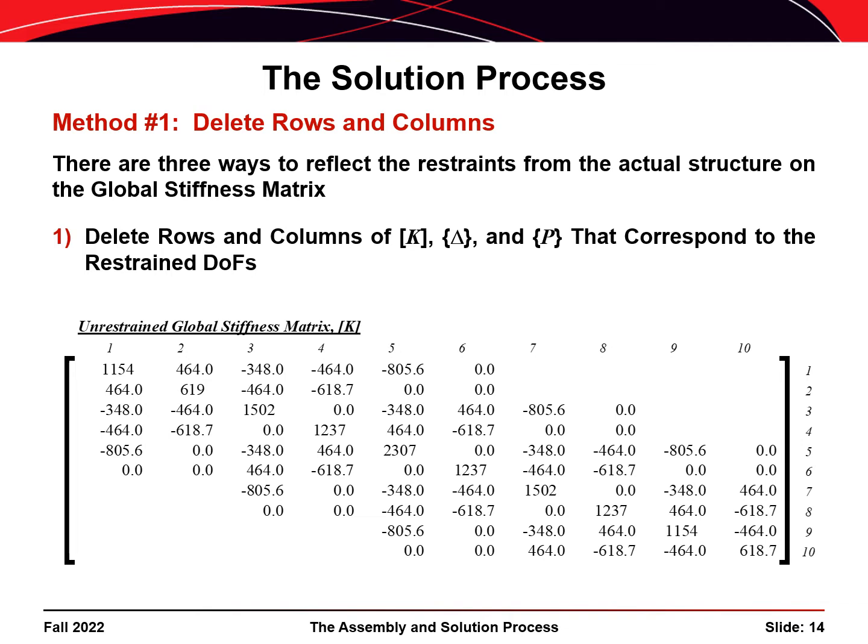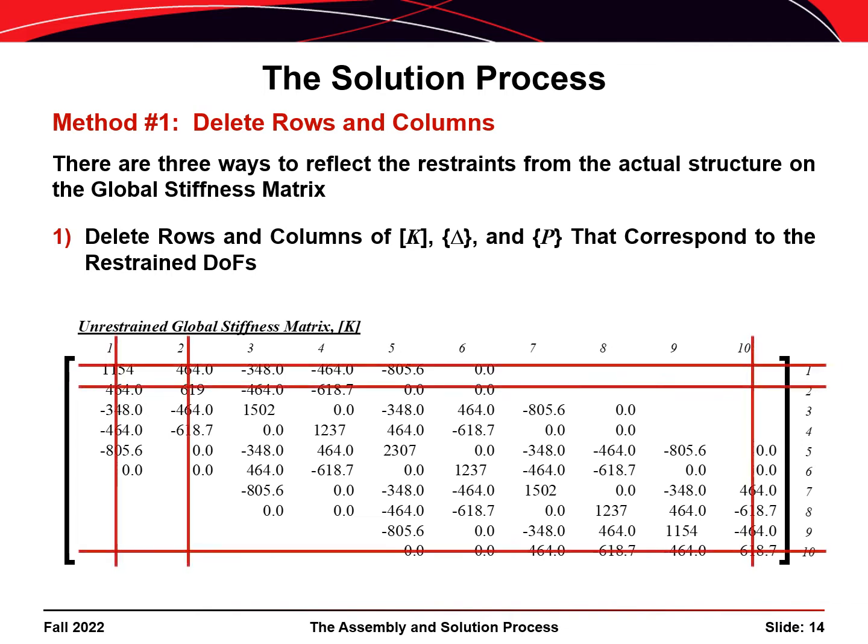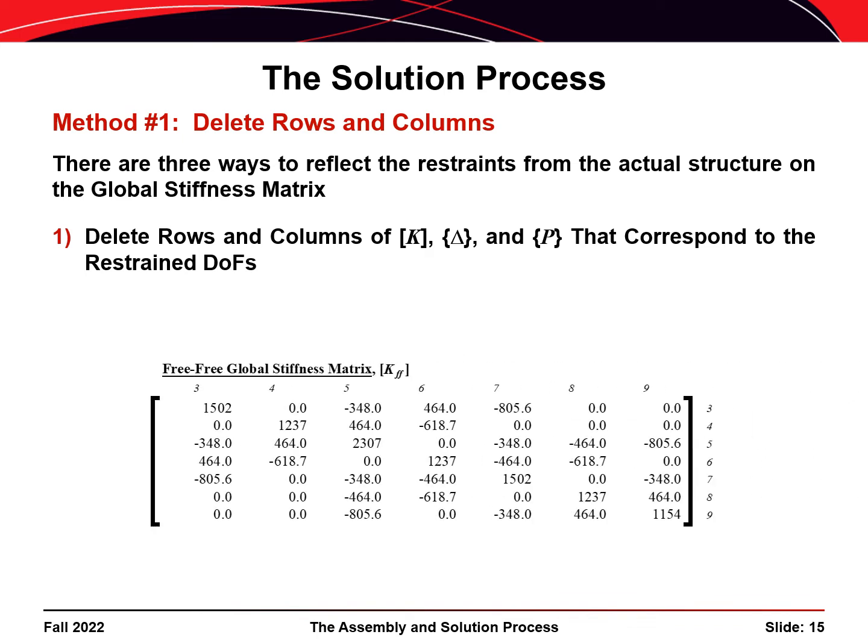To reflect those supports or restraints on the global stiffness matrix, we simply delete the rows and the columns that correspond to degrees of freedom 1, 2, and 10 from the stiffness matrix and from the externally applied load vector P. The stiffness matrix that results is referred to as the free global stiffness matrix, K sub FF.